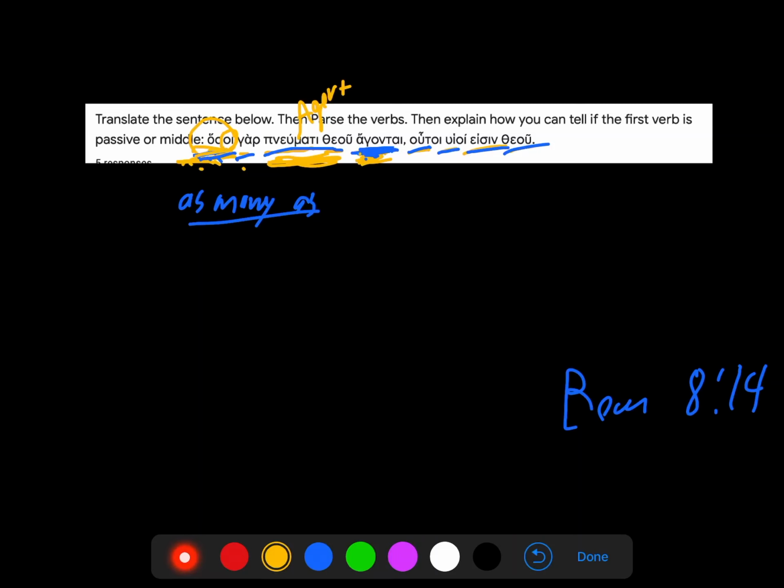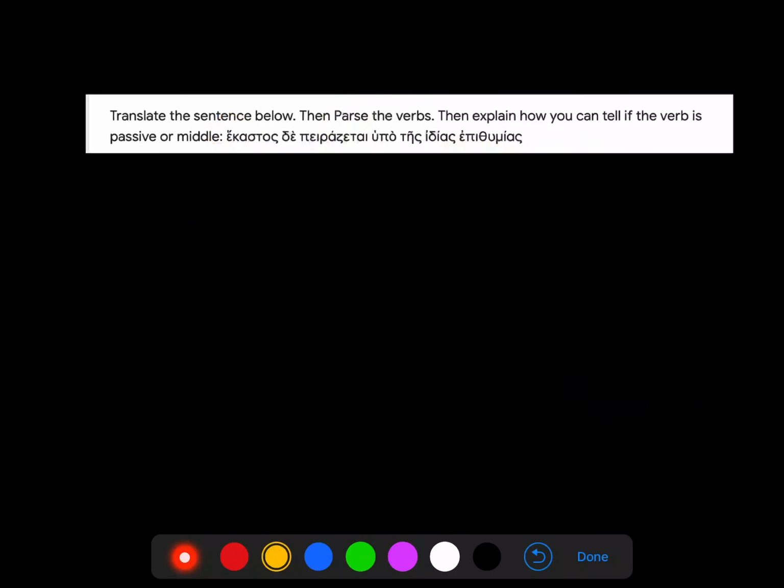As many as are led by the Spirit of God, these are sons of God. And this is then clearly passive. It is not middle, it is passive. Okay.